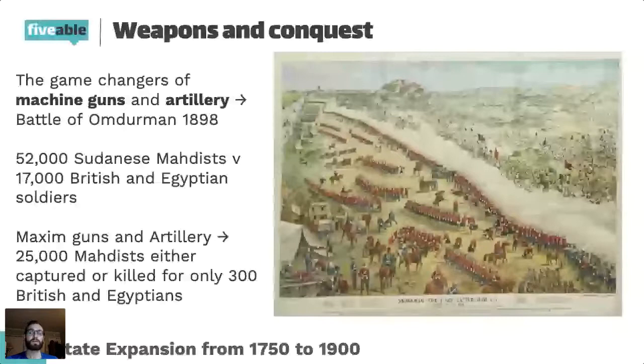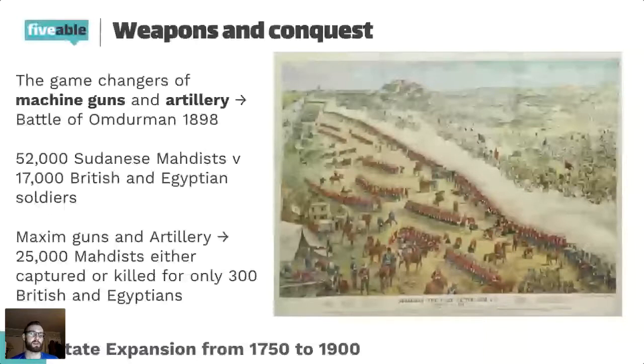Anywho, when we talk about guns, we're talking about machine guns. There is a very important example that you can point to. I think it's probably the greatest example of just how much of an impact Maxim guns and effective artillery have in shaping the course of imperialism. It's the Battle of Omdurman, and it took place in what is now the Sudan in 1898. Interestingly enough, the same year the U.S. annexed or took over the Philippines.